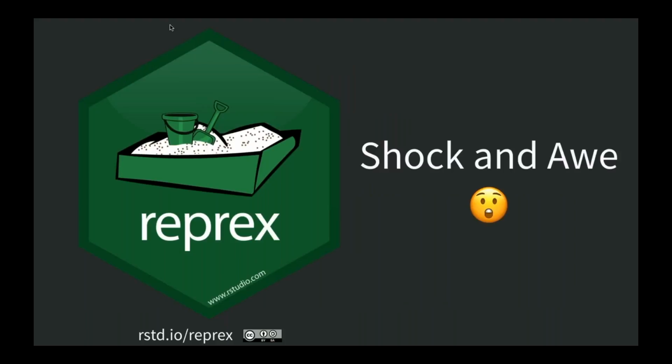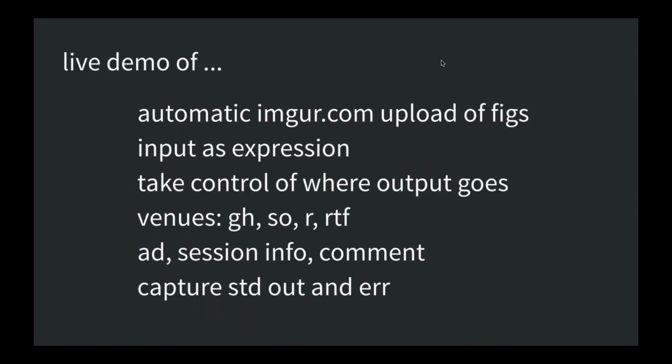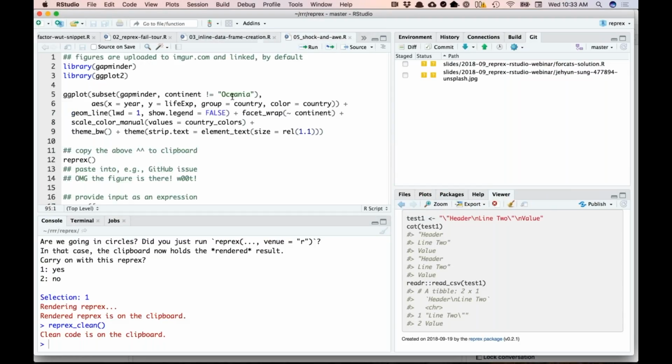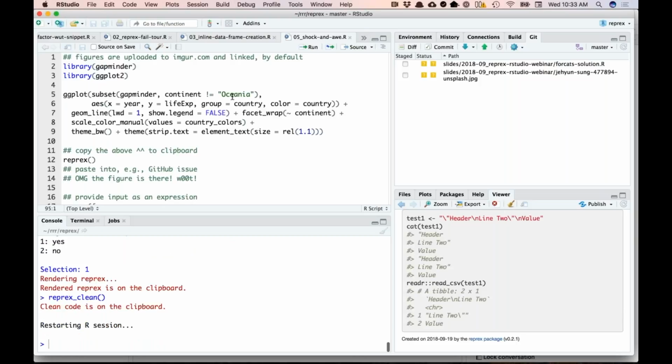Okay, so we've gotten to essentially the meat of the webinar now. So if you were really interested in basic usage, you've seen it now. And now I'm going to go into the shock and awe section where I run through a lot of more interesting features of the reprex package that I still think are pretty cool. So the slides show you what we're about to do live. So I'm going back to RStudio, and I'm in a script called shock and awe. Okay, I'm going to restart R just for good measure.